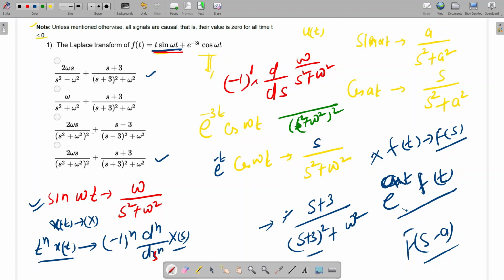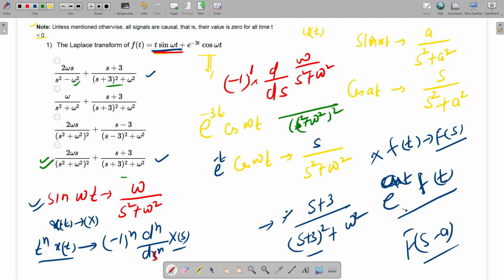So see here, we can discard options. Here we are getting s square minus omega square, so one term we got this one. If we do that, finally we will get 2 omega s divided by s square plus omega square. Is it clear to all? Otherwise I will explain again.